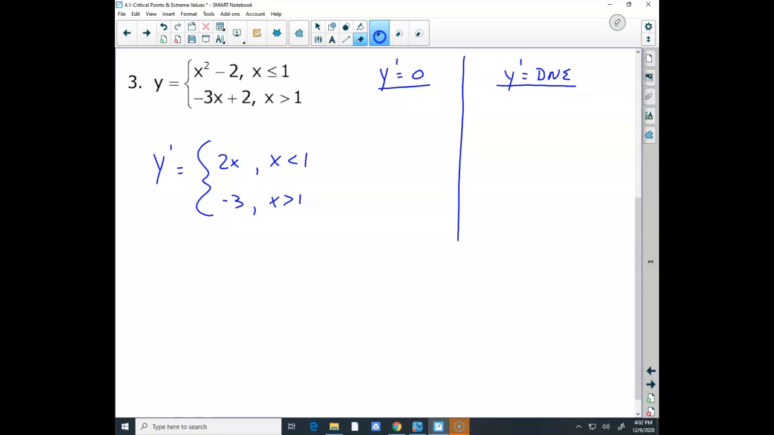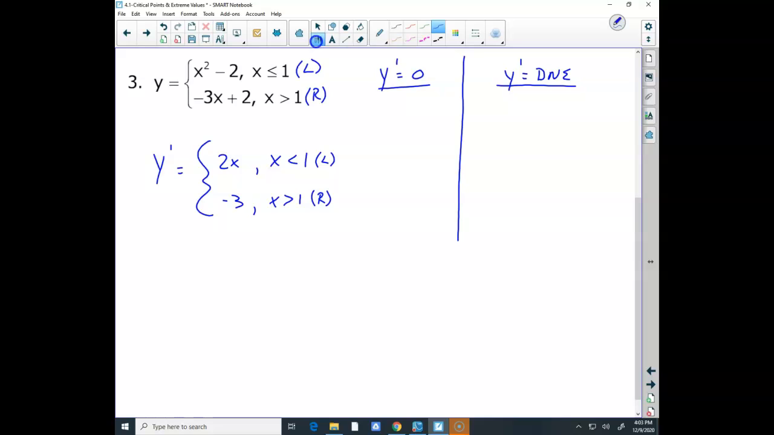Notice, this is less than, this is the left side, and this would be my right side, which means this is going to be my left derivative and my right derivative. I'm looking for critical values.